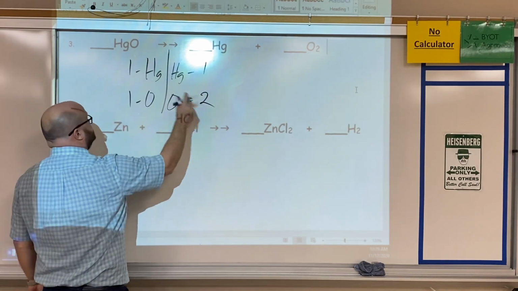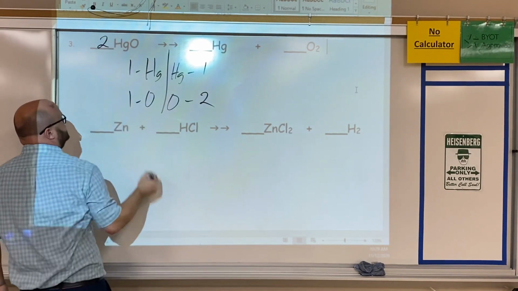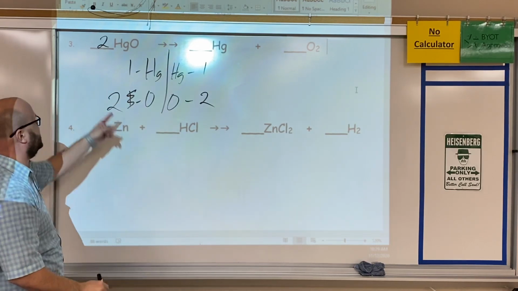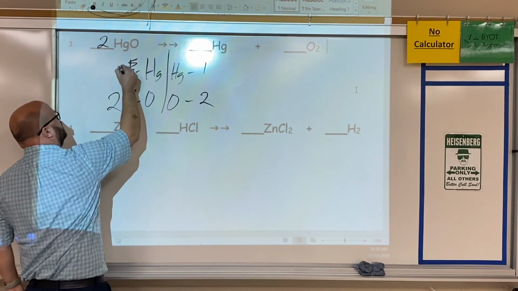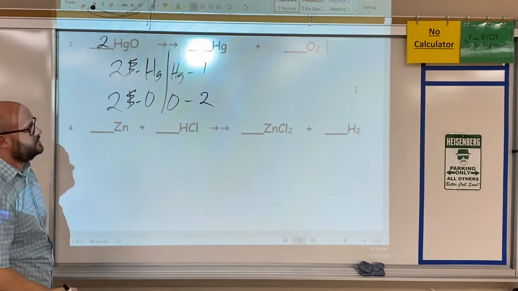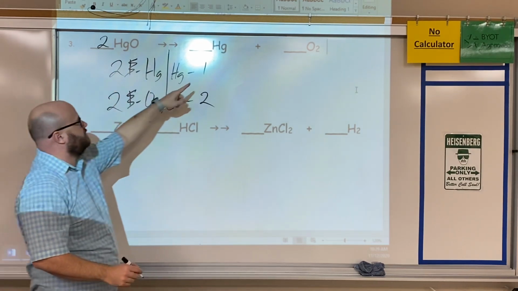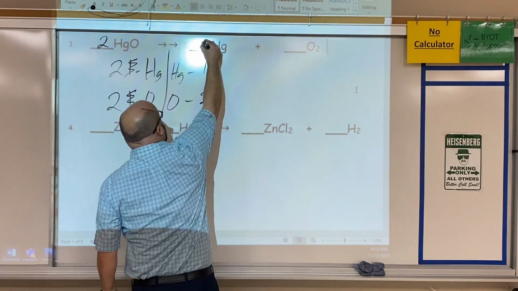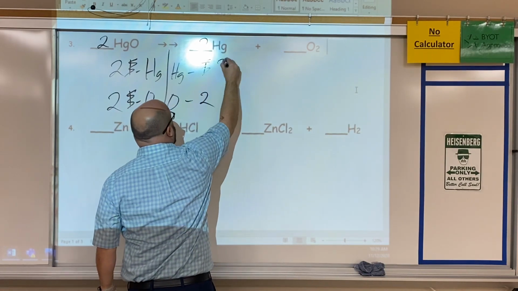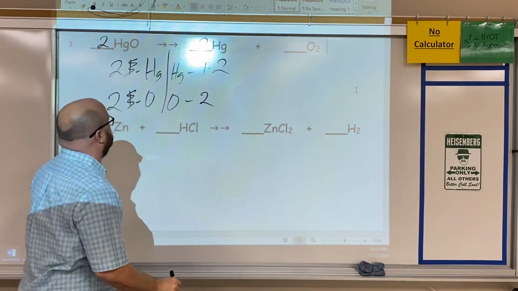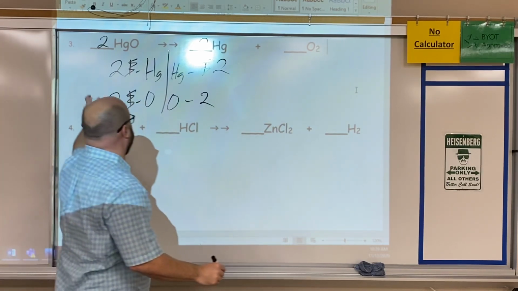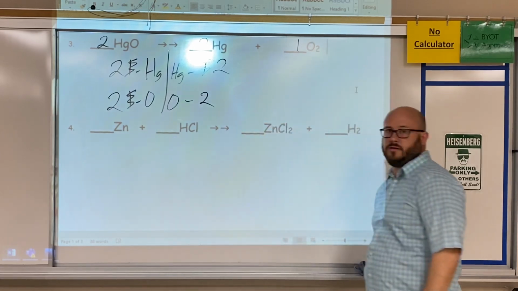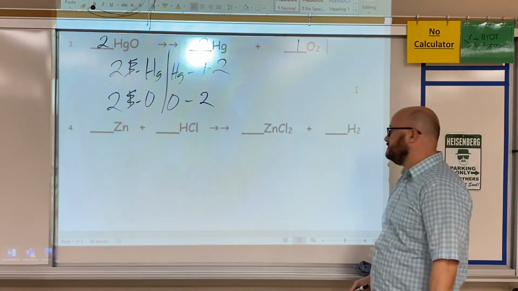To make oxygen 2 on this side, we put a 2 as a coefficient. But that changes mercury to 2 as well. But we have a wild card for mercury on this side. So all we have to do is place a 2 right there, and now we're balanced. 2, 2, 2, 2. There's our place marker. That one was still pretty easy.